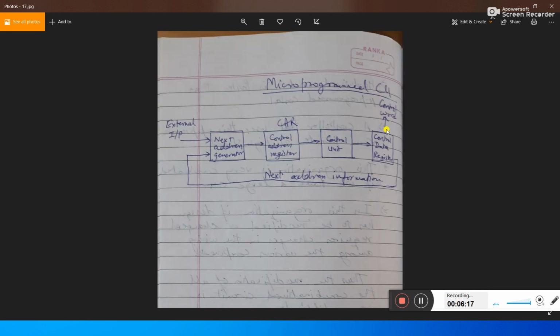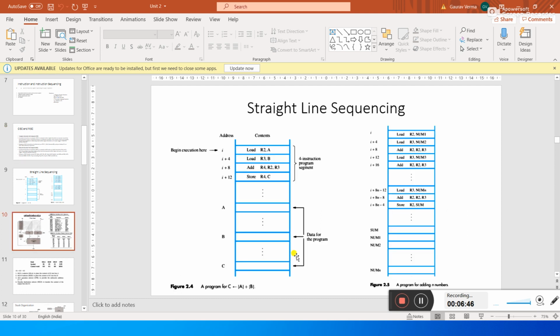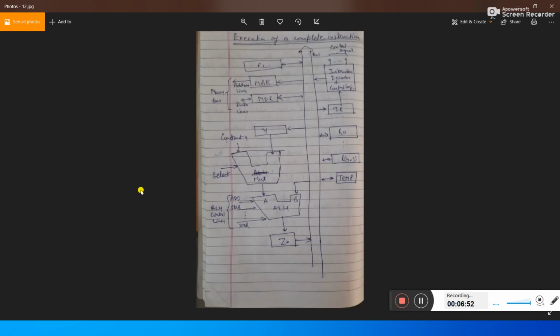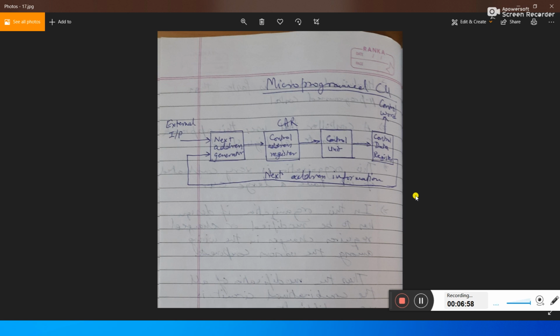In the microprogrammed control unit, the first thing is the next address generator, as we have already done in the single bus organization. Next is the control address register, and then the control unit provides the control signals, and these control signals go to the control data register. That is the block diagram of the microprogrammed control unit, which we have already discussed in the single bus architecture. So that is the microprogrammed control unit structure.